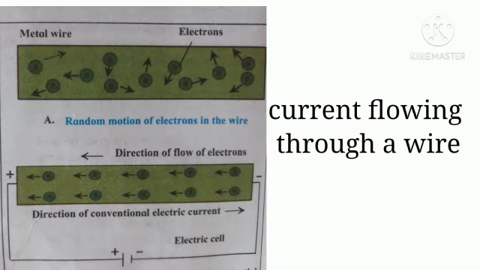Let us see current flowing through a wire. If a conducting wire is not connected to a cell, its free electrons move randomly in all directions in the space between the atoms. When we connect the ends of the wire to the two terminals of a cell, an electric force acts on the electrons and they start moving from the negative terminal to the positive terminal of the cell, and due to the flow of these electrons, current starts to flow through the wire.